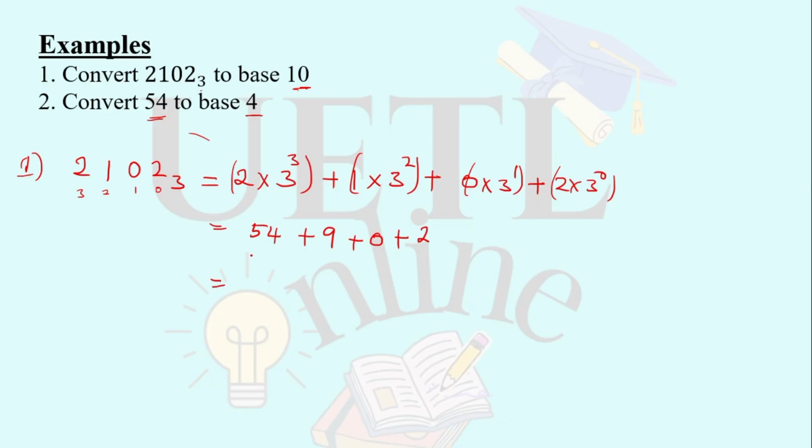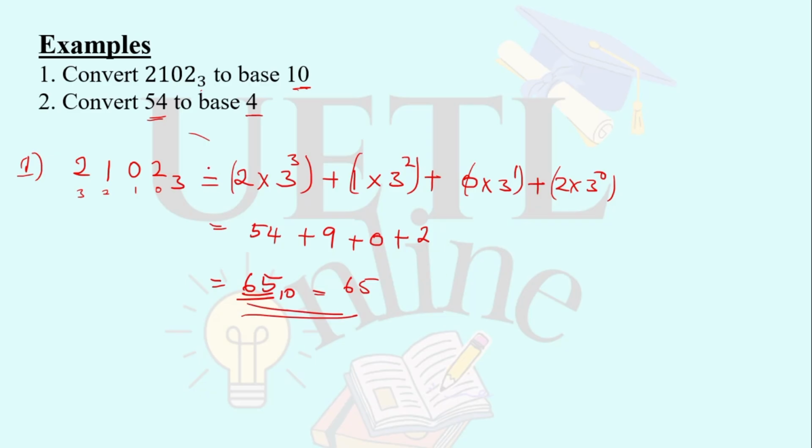54 plus 9 is going to give us 63. 63 plus 2, we get 65. So this means that our answer is 65 base 10. Here we can write base 10, or we cannot write it. If you see any number which is not written with a base, it means that it's in base 10. You can just write 65 base 10, or you can write 65. It's equal. So this was the first question.